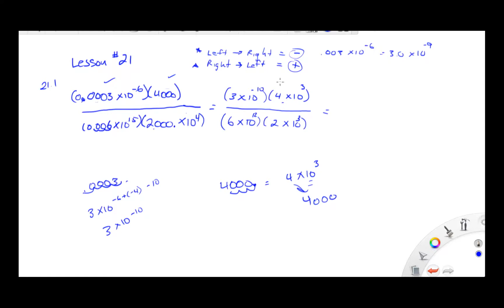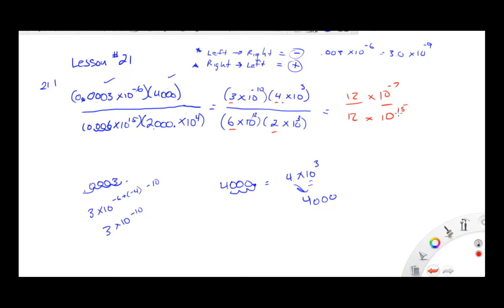All right, so we've done all of our powers here. You'll notice here that the multiplications now are whole numbers, and that's exactly what we want to do. So 3 times 4 is 12. 6 times 2 is 12. But we also have our powers to deal with. They're both times 10 to the power, so let's add these two. So negative 10 and a 3 is a negative 7. 12 and a 3 is a 15.